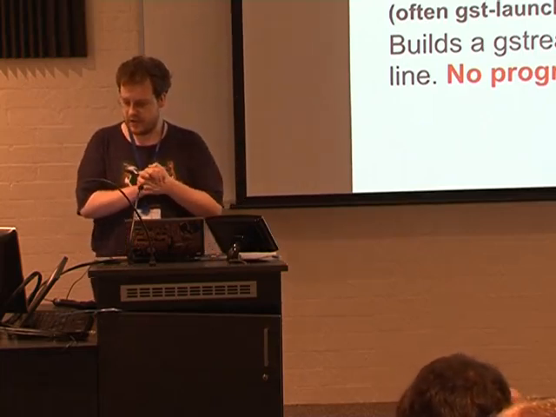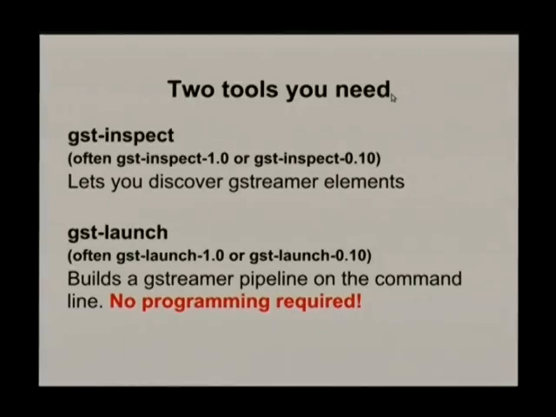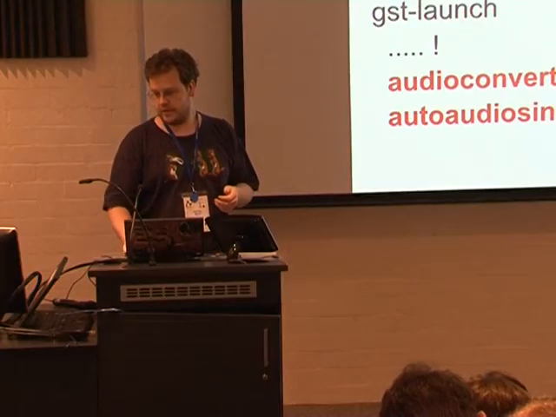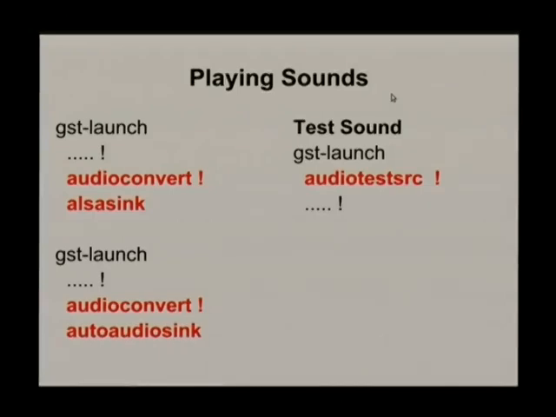The last thing we're going to use is gst-launch, which is the thing that lets us build these pipelines on the command line. It's a simple little tool where you give it the list of elements together, and it'll start up and build that pipeline and then show you whatever output it is. You don't need to do any programming, it's all just writing stuff in the shell. So, we're going to start with trying to play some sound.